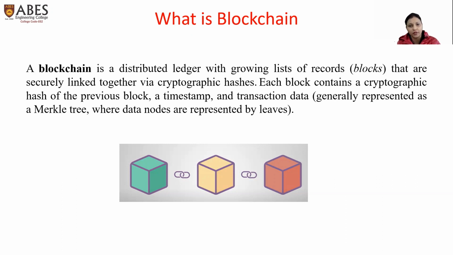And the transaction data, as I said, the block is divided into two parts: the block header, which has a timestamp value, previous hash, its own hash, Merkle root, nonce value, and the second part which contains the data or the transaction which we want to store on the blockchain.